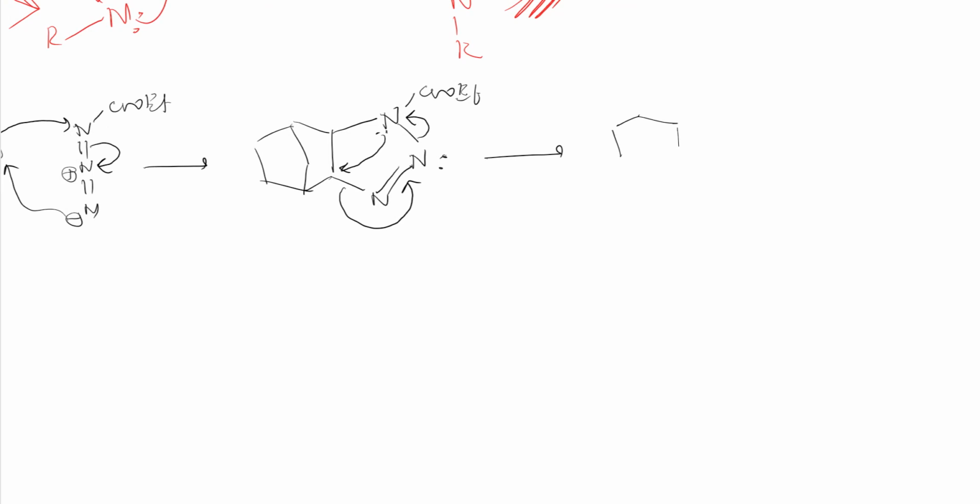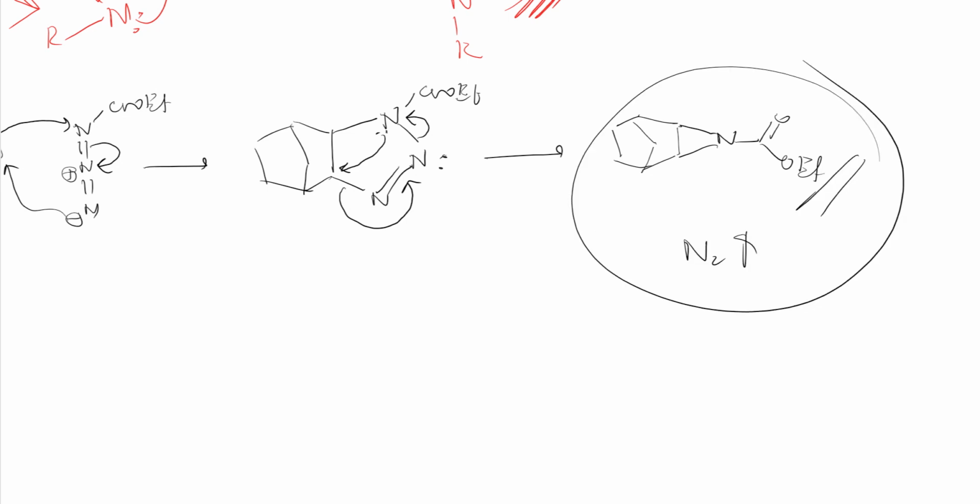In chemistry we directly show these arrows, right? We never show all that. COOEt. So this is how we will get it, and nitrogen gas is expelled. So these are the different methods to synthesize these aziridines. In the next class, let us see the chemical reactions of aziridines.